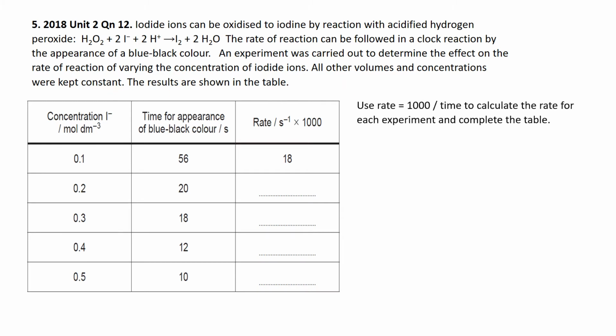So the first thing is use the rate equals 1,000 over time to calculate the rate for each experiment, complete the table. So all we're going to do is take each of these numbers in turn and divide them into 1,000. Okay, rate per second times 1,000. So 50, 56, 83, and 100.